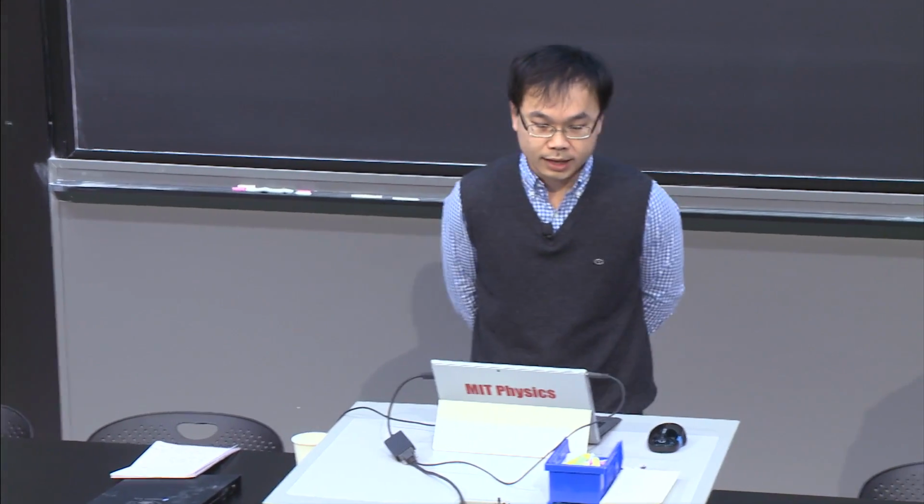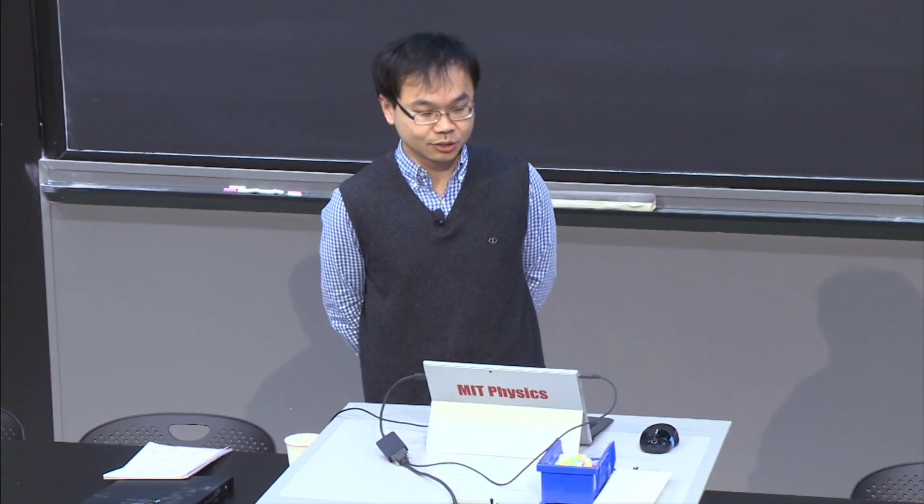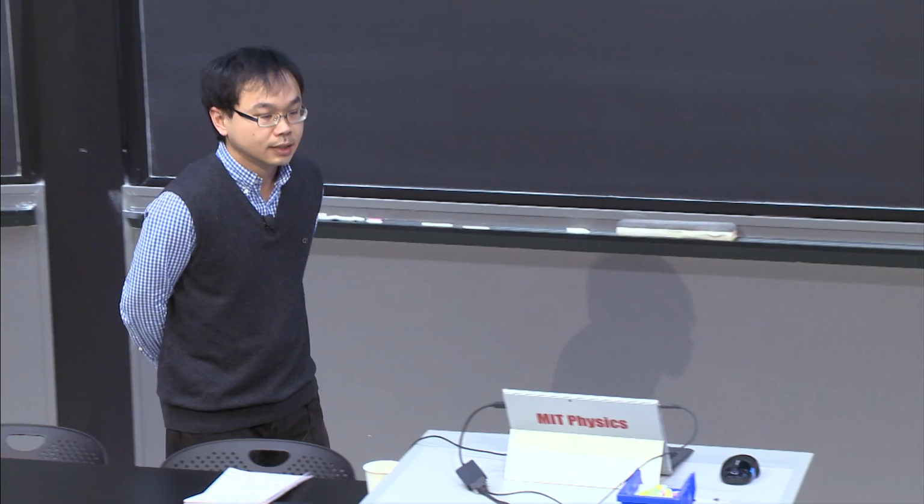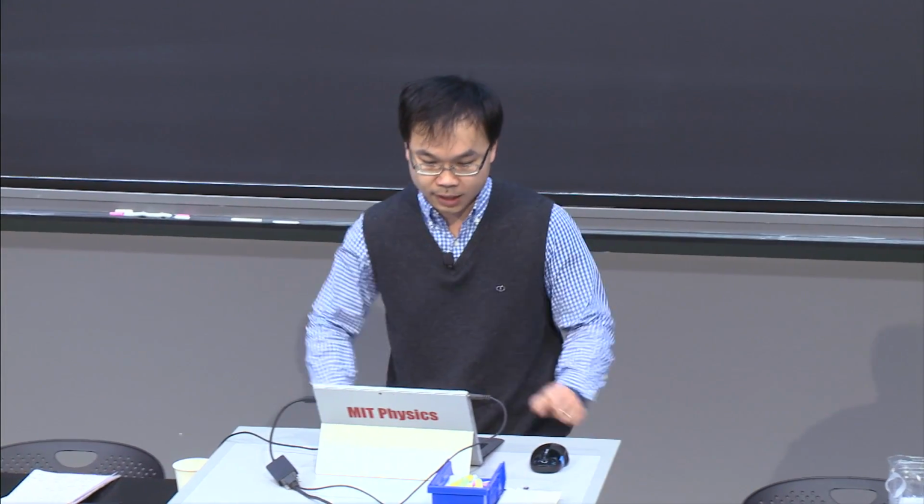And then we moved on and tried to couple multiple objects together, and that brings us to the coupled system. What are the normal modes, and how do we solve the n-by-n matrix eigenvalue problem, right? And what is the full solution for the description of the coupled system? And can we drive the coupled system? We found out we can, and the system will respond as well, similar to what we have seen in the single oscillator case.